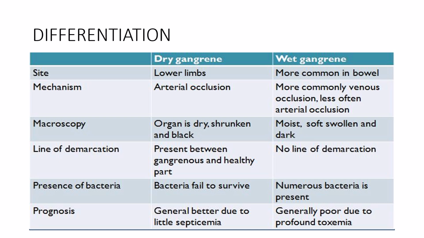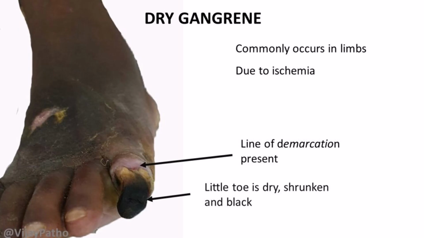So dry gangrene can be caused by atherosclerosis and thromboangiitis obliterans, which we call TAO, and wet gangrene is usually caused by trauma and emboli. Over here you can see a line of demarcation, and this is the toe that we were talking about, which looks mummified. It is very dry, shrunken, and blackish in color. So this is dry gangrene.